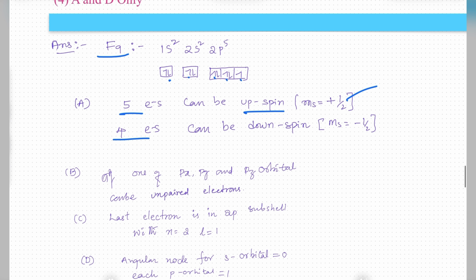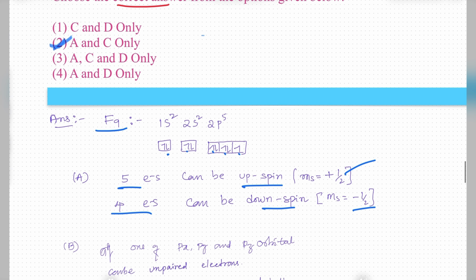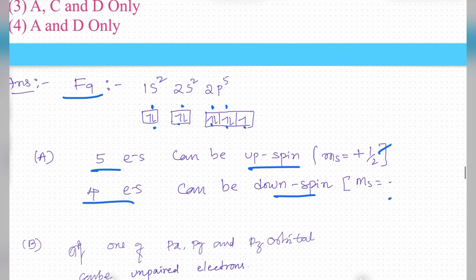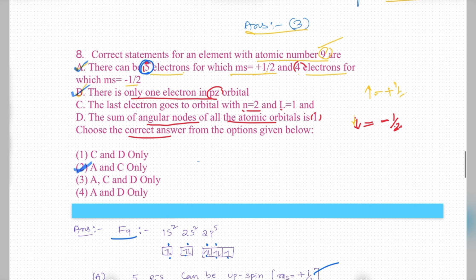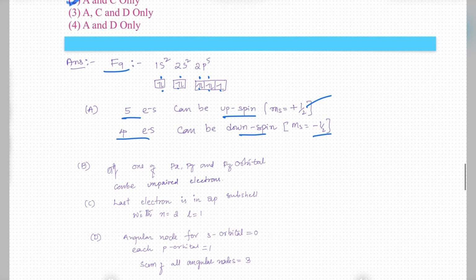Similarly, 4 electrons can be down spin. Yes, that is also correct: 1, 2, 3, 4. Yes, that is also right. Clear, this much is easy. Next one, B.